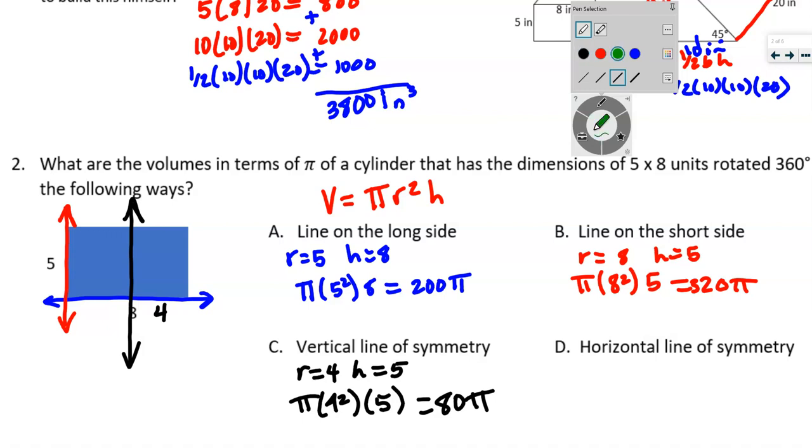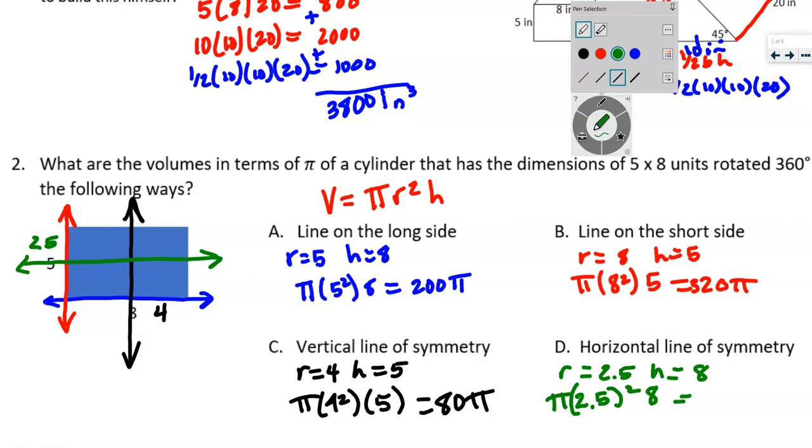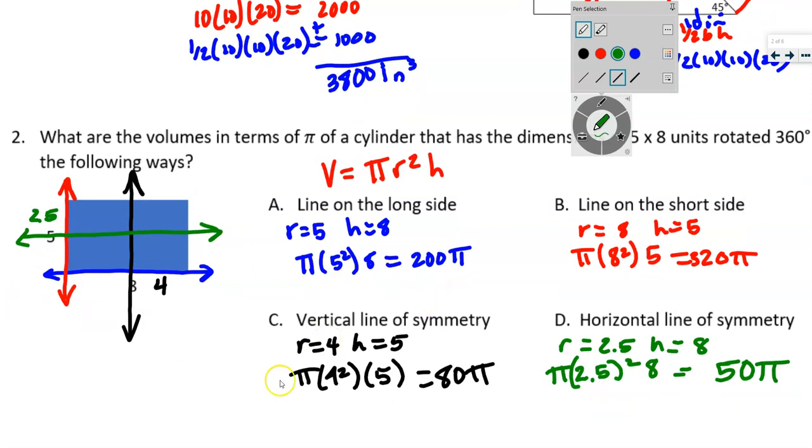Okay, we got one more. This one is a horizontal line of symmetry. So now we're drawing a horizontal line of symmetry here. So that means now what? This is 2.5 because that would be half of it. So our radius is going to be 2.5 and our height is going to be 8, right? So we're going to do 2 pi times 2.5 squared times 8. And this one is going to be 50 pi. So depending on how we rotate this, this determines what the volume is. All right.